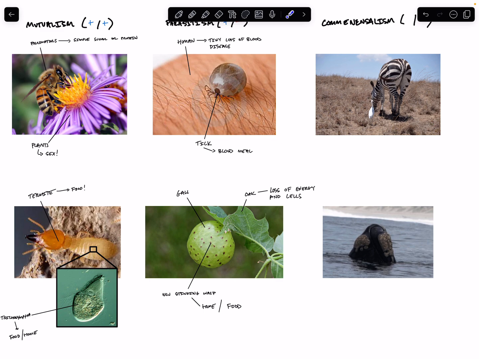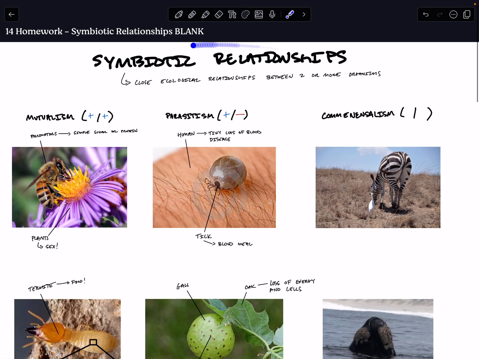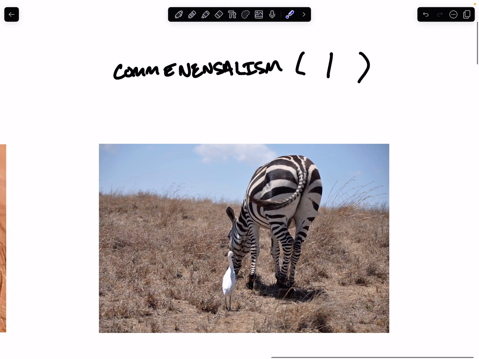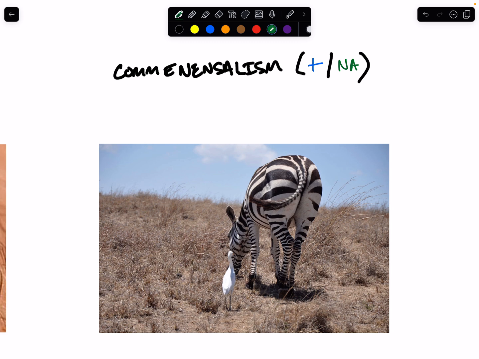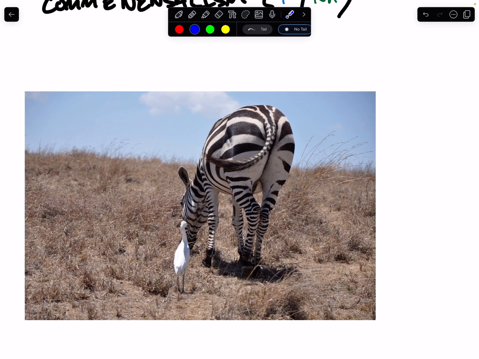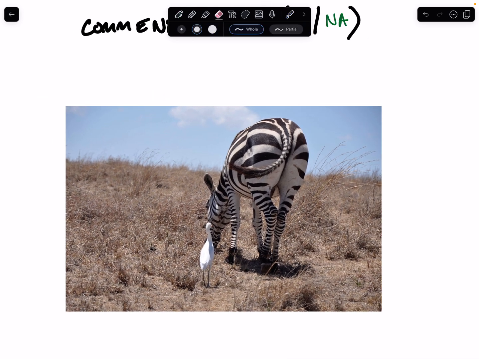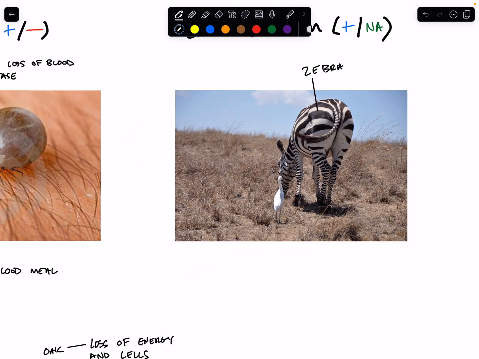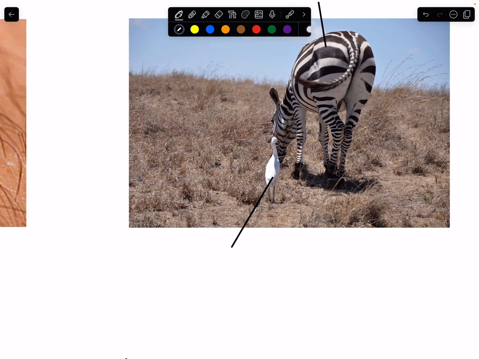Okay. And our last example of symbiotic relationships is called commensalism. This is a relationship which is good for one organism, and then the other is totally unaffected. Okay, some people argue that commensalism is not actually a real category. We'll talk about that in a second. Okay, so an example of commensalism would be the zebra and this bird called the cattle egret.